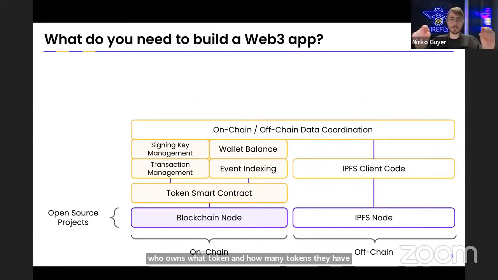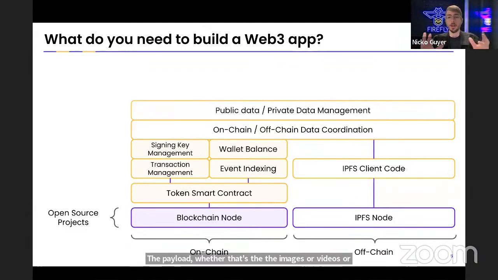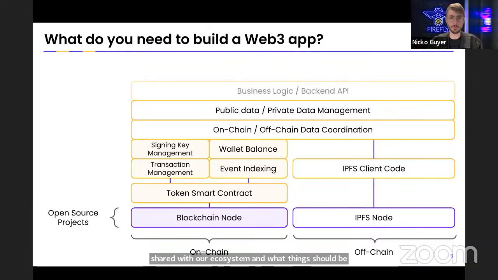Then there's going to be a layer that sits across both of these that's going to correlate all of the data that's on the chain with the data that's off the chain, the payload, whether that's the images or videos or these large files that are off of the blockchain itself. Now, in this app, in this game, in this ecosystem, a lot of it is public, a lot of it's open, but there's probably going to be some amount of data that is private, is sensitive, user-specific data. And so we need to have some code that also manages what things should be shared within our ecosystem and what things should be kept private or only selectively or optionally shared.